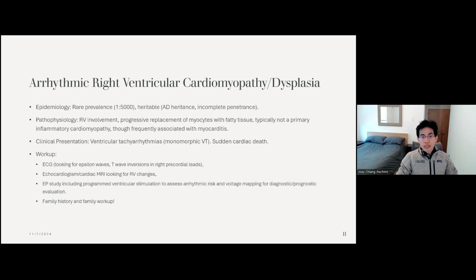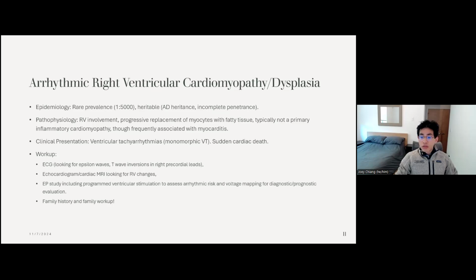And what happens in this condition is that patients have progressive replacement of myocytes in their heart with fatty tissue. It's not really certain why this happens, but it's not necessarily thought to be an inflammatory process. There's some association with myocarditis, though. Clinically, people are usually well until they're not. So they can develop VT, typically monomorphic, and then they can also develop sudden cardiac death.